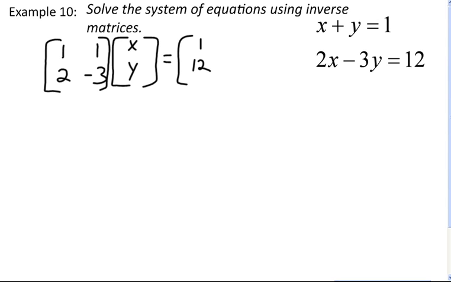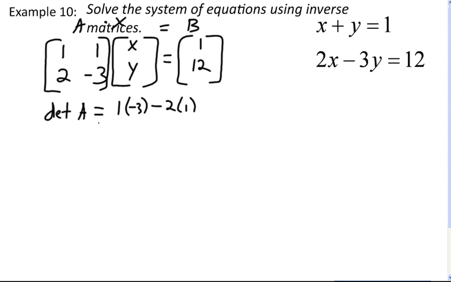All right, so we have to see if a determinant exists. So we'll call it the coefficient matrix A. Remember, this is A times x equals B. A is the coefficients in front of the variables, so we have to find the determinant of A. So 1 times -3 minus 2 times 1, -3 minus 2 is -5. So there is a determinant.